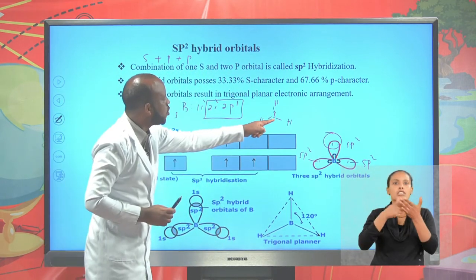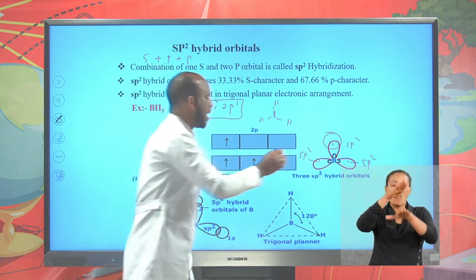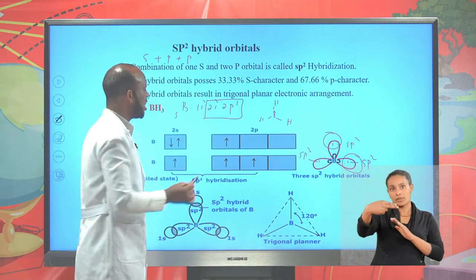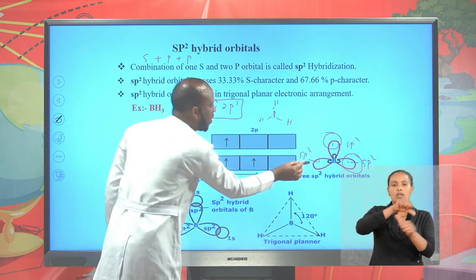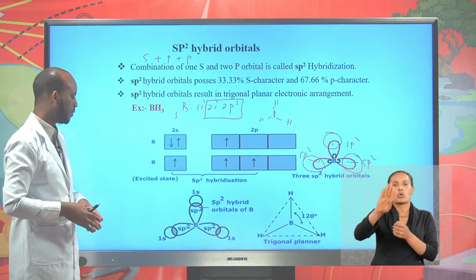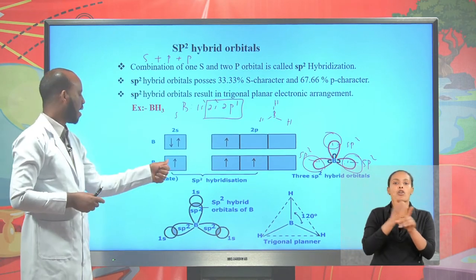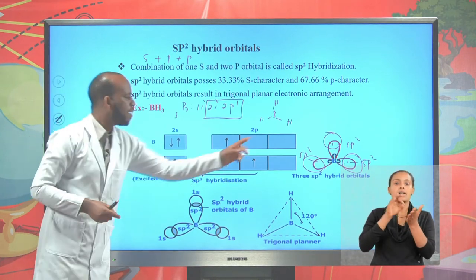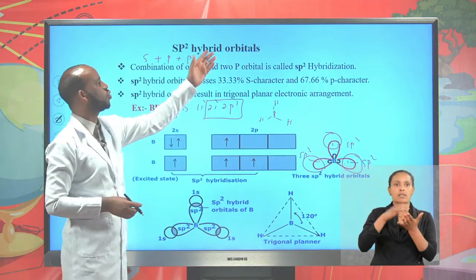Now, this covalent bond is formed when the half-filled s orbital of hydrogen overlaps with an sp2 hybrid orbital of boron. Similarly, each of the other covalent bonds is formed when a half-filled sp2 hybrid orbital of boron overlaps with the half-filled s atomic orbital of hydrogen. Therefore, sp2 hybridization is formed when an s atomic orbital is mixed with 2p atomic orbitals. Number of hybrid orbitals equals number of atomic orbitals mixed. This is sp2 hybridization.